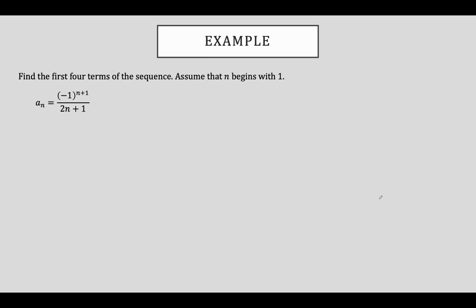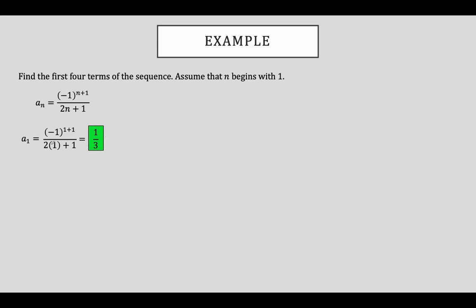Find the first four terms of the sequence. Assume that n begins with 1. Here we have our sequence a sub n is equal to negative 1 raised to the n plus 1 divided by 2n plus 1. To find the first term, all we do is plug in 1 wherever we see an n. This is negative 1 raised to the 1 plus 1 over 2 times 1 plus 1. Plugging that into our calculator and simplifying, we end up with 1/3.